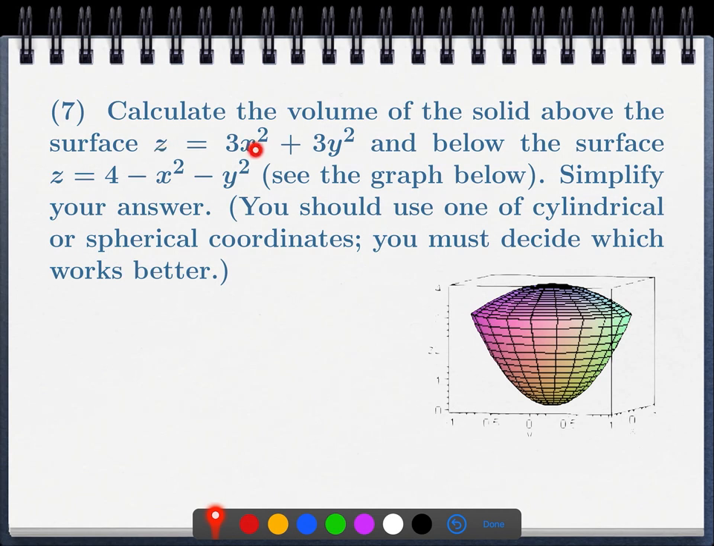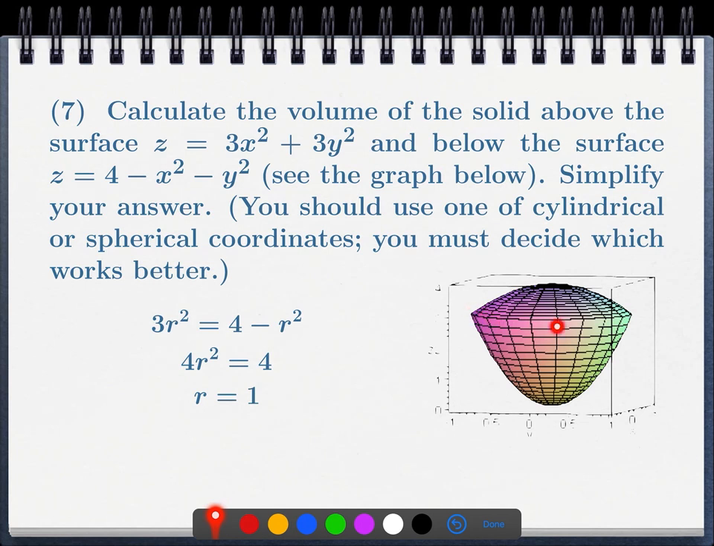We want to know where z equals 3r squared and z equals 4 minus r squared intersect. We're just going to get 3r squared is equal to 4 minus r squared, and so 4r squared equals 4. Dividing by 4, we see r squared is going to be 1, and r is going to be 1. Again, r is greater than 0, so r is going to be 1.